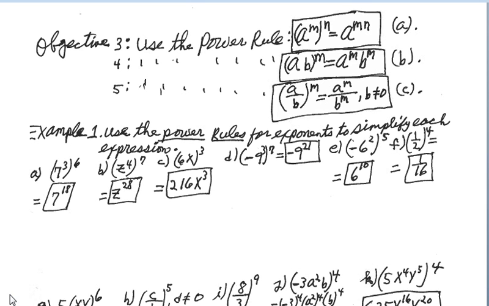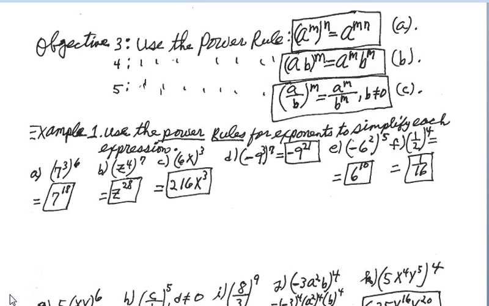Power rule number 2, which we'll call B. It says (AB) to the nth power equals A to the nth power times B to the nth power. What this basically means is we have two factors that are being multiplied, which will then be raised to the nth power. That means that each of the individual factors can be raised to the same nth power. Consequently, (AB) to the nth power equals A to the nth power times B to the nth power.